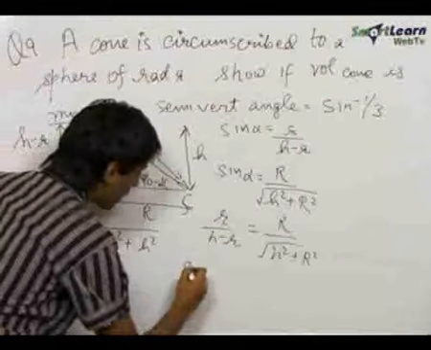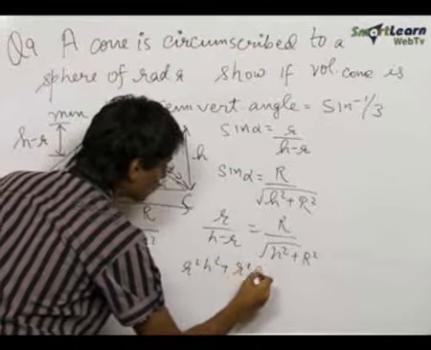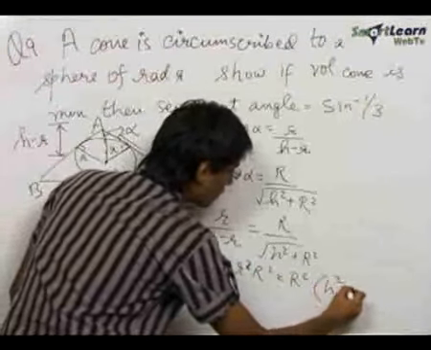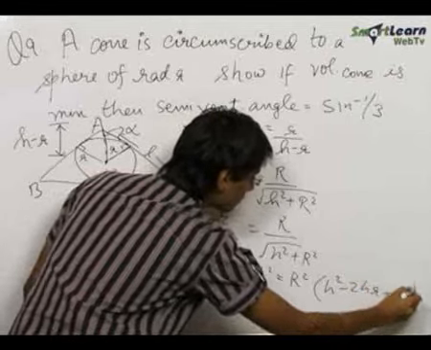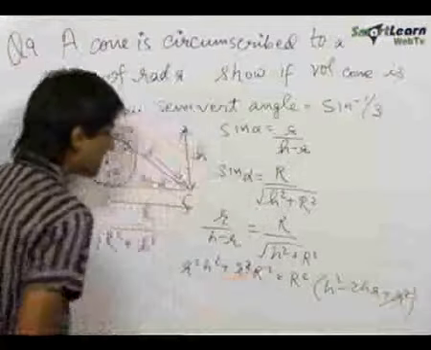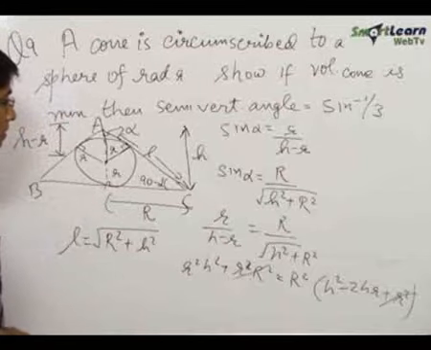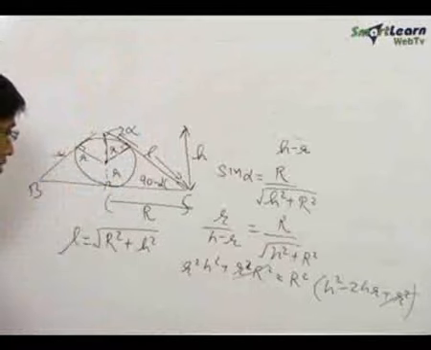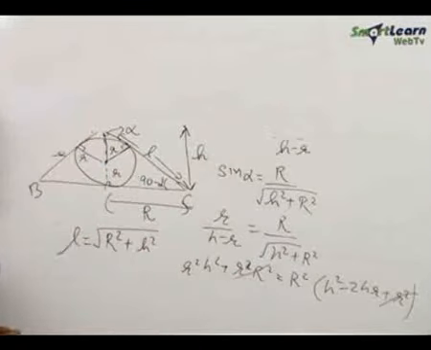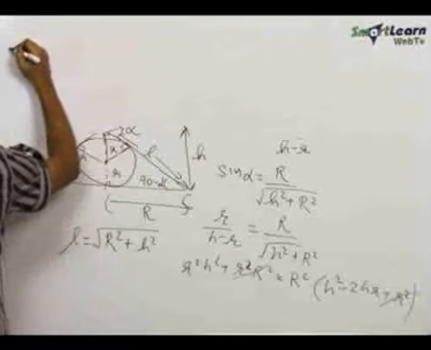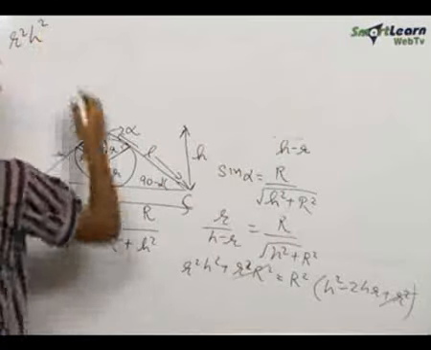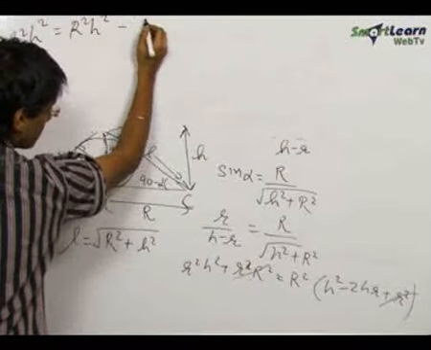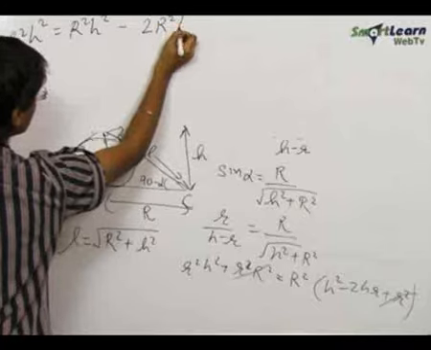Squaring both the sides, we get r square times (h square plus R square) is equal to R square times (h square minus 2hr plus r square). This r square R square gets cancelled with the R square r square term on the left hand side. Hence we get the relation between small r, capital R, and small h. We get r square h square to be equal to capital R square h square minus 2 R square h r.